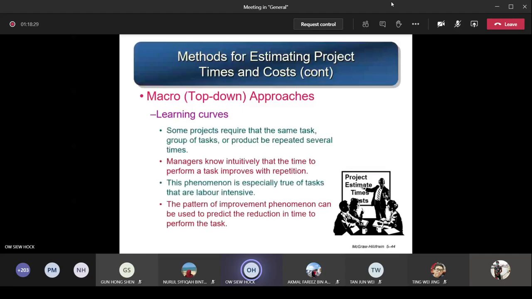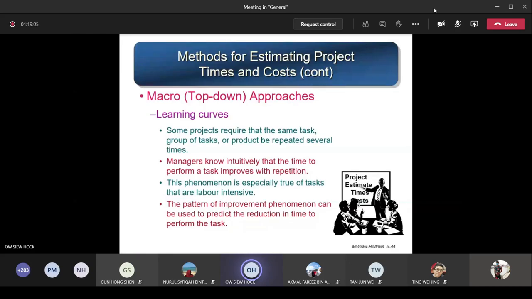The last one is called the learning curve under the macro approaches. Some projects require that the same task or group of tasks or product be repeated several times. You keep on repeating the same job again and again. Managers know intuitively that the time to perform a task improves with repetition. The more you practice, practice makes perfect. You're getting better and better and become very skillful. This phenomenon is especially true of tasks that are labor intensive.